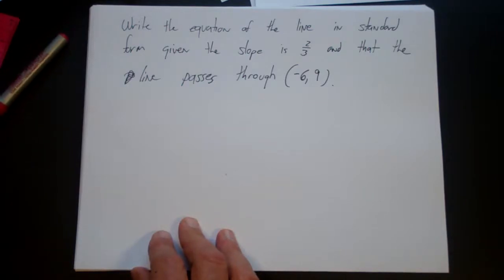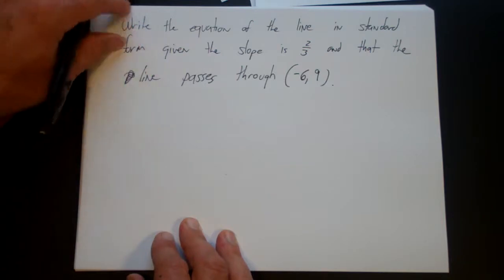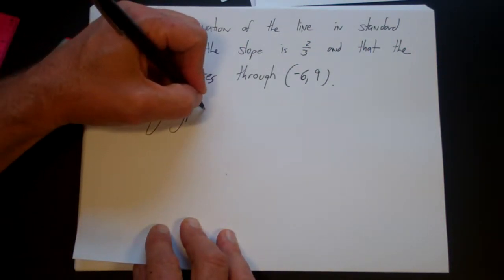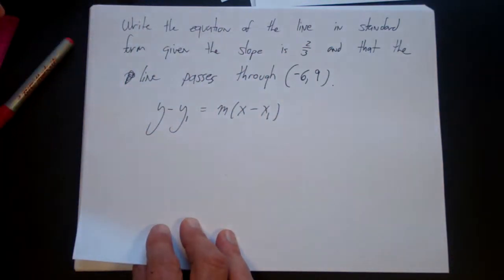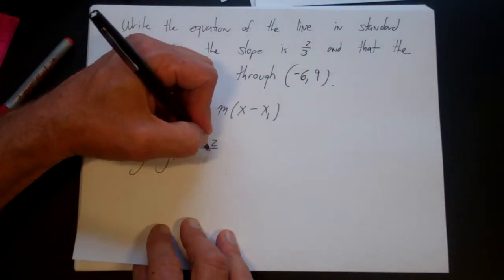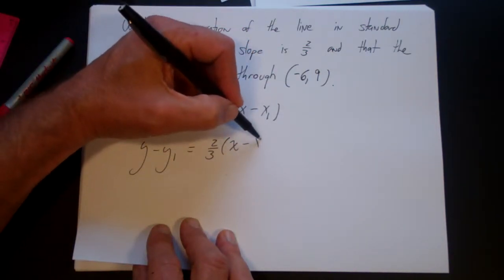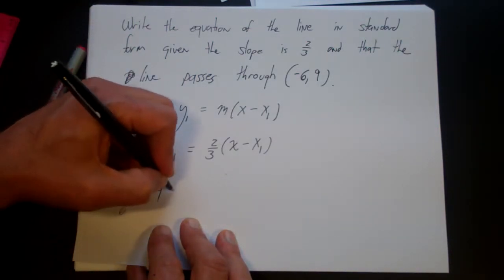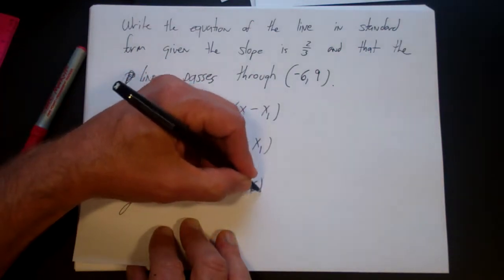Well, the first thing you need to do is know what formula to use, and that's just something you have to memorize. In this case, you're going to use the point slope formula: y minus y1 is equal to m times (x minus x1). Let's plug in the slope: y minus y1 is equal to 2/3 times (x minus x1). Now let's plug in x and y. So that's y minus 9 is equal to 2/3 times (x minus 6).